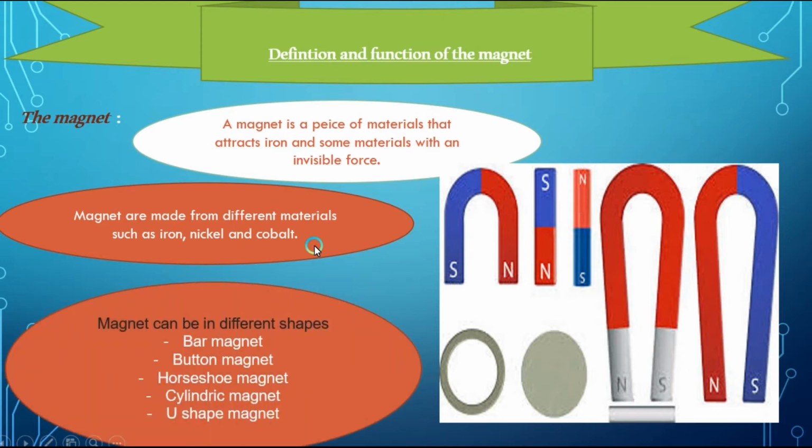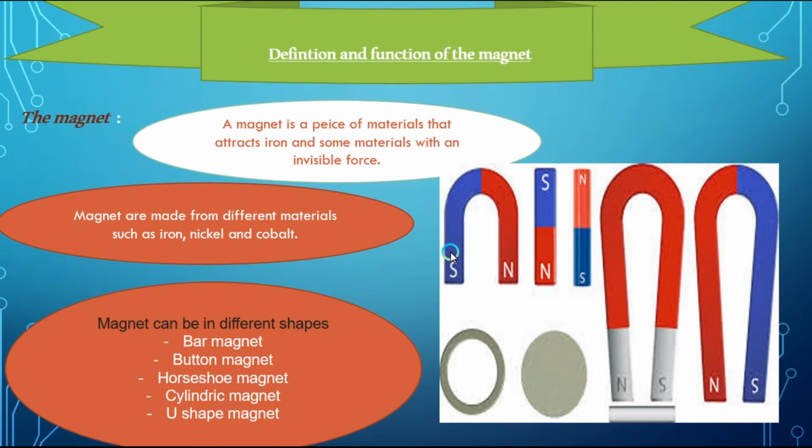And then let's speak about the different types, different shapes of magnets. So this one is called a bar magnet. And then this one is called what? A button magnet. After that, look at this one. This one is a horseshoe magnet. Like this one, exactly the same. And this one is shaped like a U, a U-shaped magnet. Okay, so those are the different shapes of magnets.